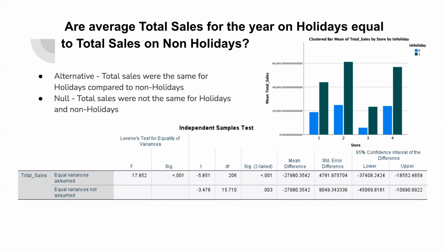Next, we looked at the average total sales for the year on holidays versus non-holidays. Using an independent samples t-test, we can see that total sales were not the same for holidays as they were for non-holidays. In fact, sales are much higher for holidays, as you can see both in the independent samples t-test output, as well as the chart displayed in the top right-hand corner that shows the holiday versus non-holiday sales for all 4 different locations.